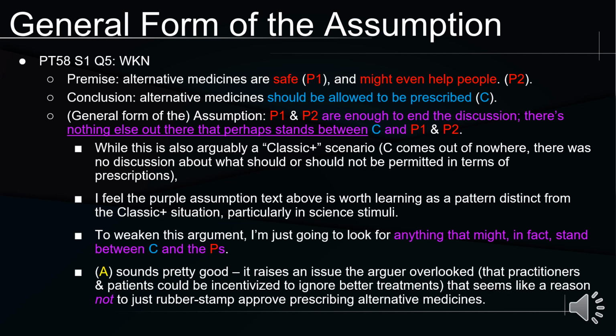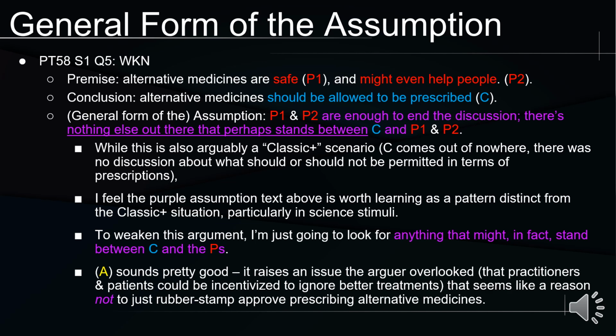So again, the conclusion is that we should just be okay with these alternative medicines being prescribed, and the only basis for that is that they're safe and that they might even help people. Well, then the assumption is that there's nothing else to discussion. There's nothing else that they haven't talked about, excuse me, that may make us reconsider that conclusion C, whereas answer choice A definitely gets us to reconsider that.